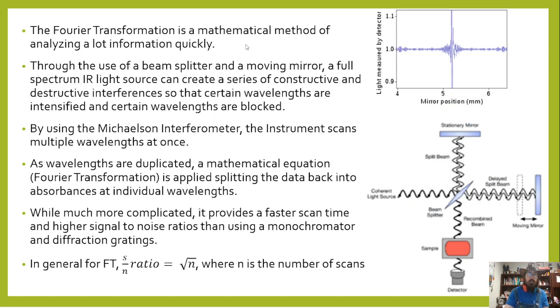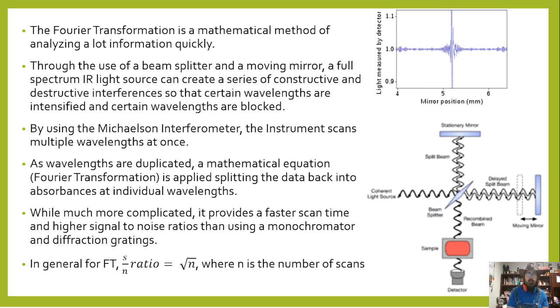Now, a Fourier transform is a mathematical method of analyzing a lot of information quickly. If you were to try to do it normally, you would have to, as I said, cycle through every single absorption wavelength, one at a time. Check this, check this, check this, and analyze each one.